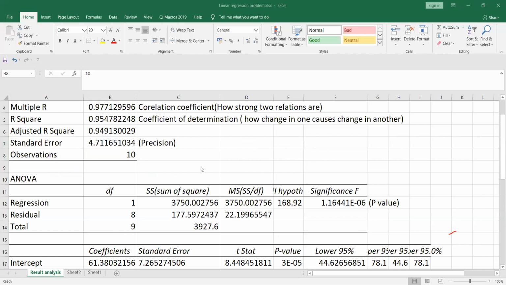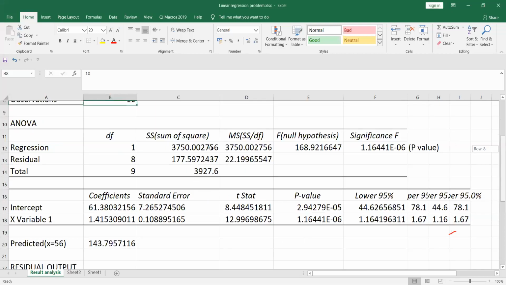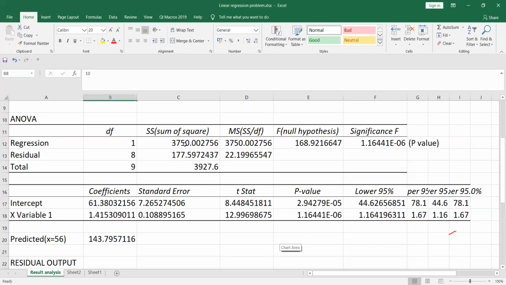Now this gives you the degrees of freedom and sum of squares. All the values might not be important at this stage. This is the sum of squares: all the errors which we have got between the predicted and actual, the sum of their squares is this. MS is the sum of squares divided by the degrees of freedom. So if you see this, this upon this gives you the MS value.